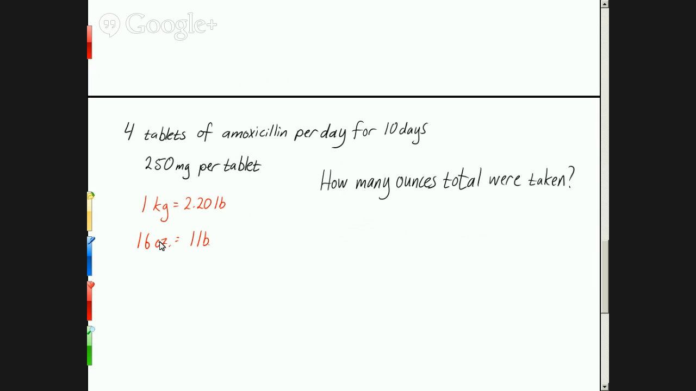So just out of curiosity, the 4 tablets, is that what we have to multiply our answer by when we convert the 250 milligrams into the ounces? Or do we just ignore the 4 tablets a day? Because we already know the patient's getting a total number of 10 tablets. No, for 10 days, right, 4 tablets a day. 40 tablets. So it's probably easier to go that way. Get a total mass in milligrams first, and then convert it to ounces. If you can.